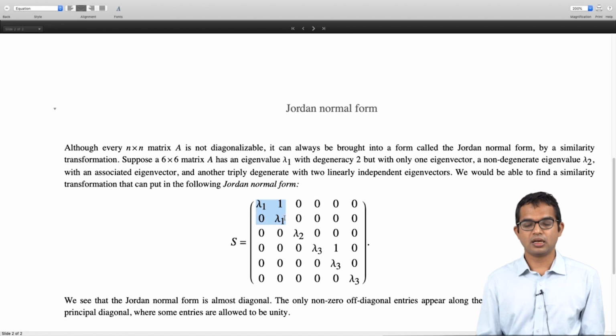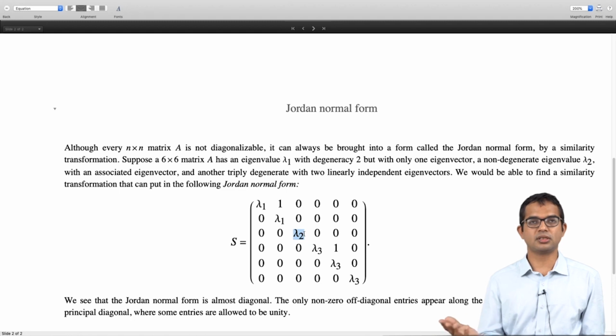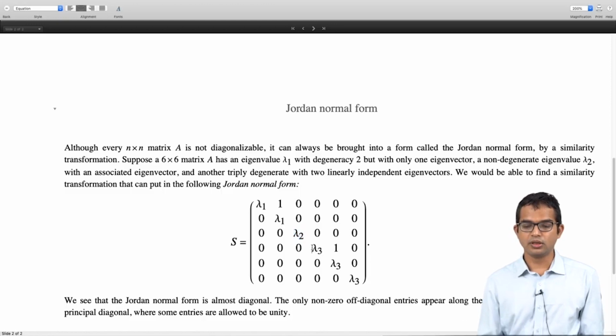The first block corresponds to the eigenvalue lambda 1, and since you can find only one eigenvector, a 1 will appear here. If you could find 2, then you could make this 0 also. The second eigenvalue is a single eigenvalue, so of course it's just lambda 2. Now for the third eigenvalue, the first pair has only one eigenvector, so you can form a block like this. If all three had only one eigenvector, you would think of this as a 3 by 3 block, and then you would put another 1 here.